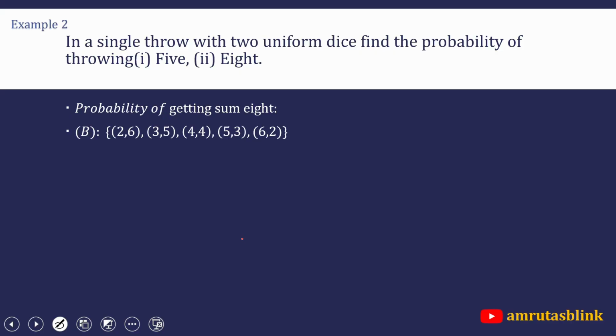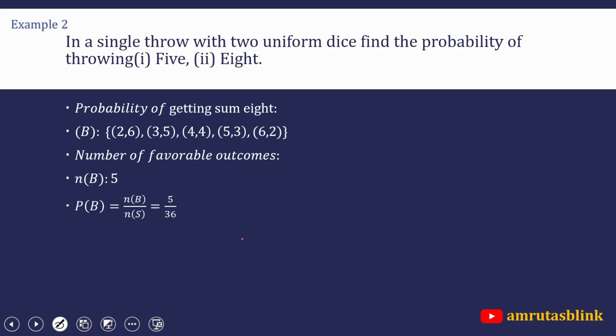So, (2,6) is the first possible pair, (3,5) is the second possible pair, then (4,4) is the third possible pair, (5,3) is your fourth possible pair, and (6,2) is your fifth possible pair. So, how many favorable outcomes are there? 5. Hence, n(B) is equal to 5, and we will calculate the probability of this event B with our regular formula. So, probability of B is equal to n(B) upon n(S), which is equal to 5 upon 36. Now, we cannot simplify this further, so we will keep our answer as 5 upon 36.